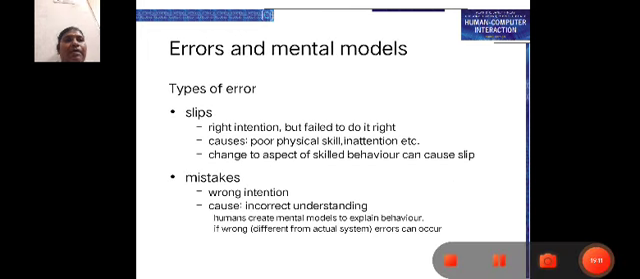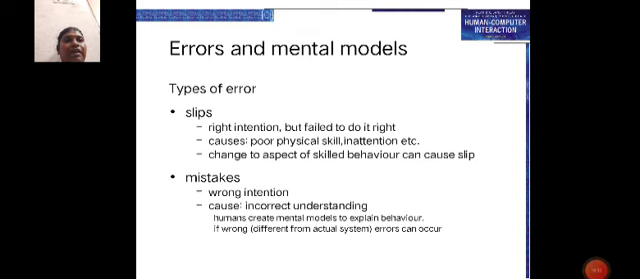In terms of error and mental models, there are types of error. In slips, the intention is right but we fail to carry it out right, causing poor physical skill, inattention, etc. A change in skilled behavior can cause a slip. In terms of mistakes, the intention is wrong, due to incorrect understanding.